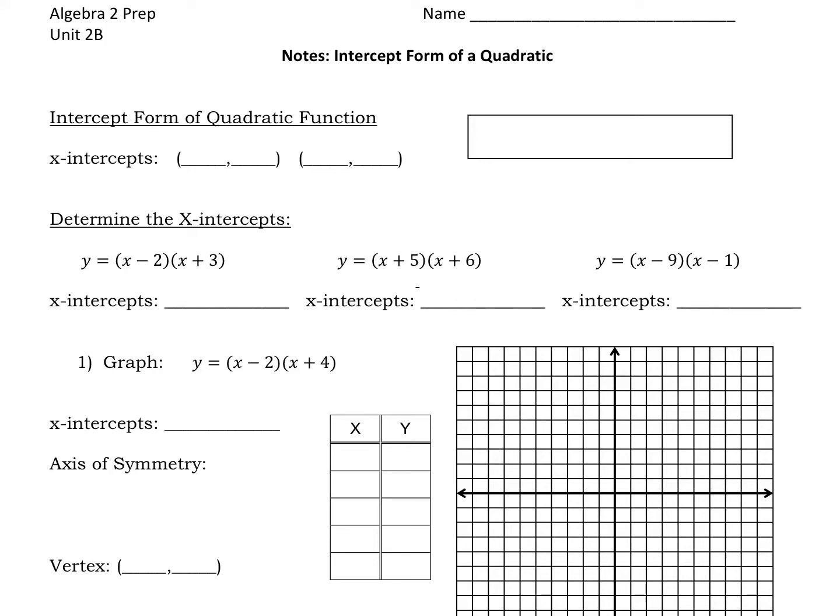In this video, we are going to talk about how to graph intercept form of a quadratic function. So intercept form is going to look like y equals, and sometimes it's called intercept form, sometimes it's called factored form because it is the factored form of the parabola. So it's going to look like this, where (p, 0) and (q, 0) are our x-intercepts.